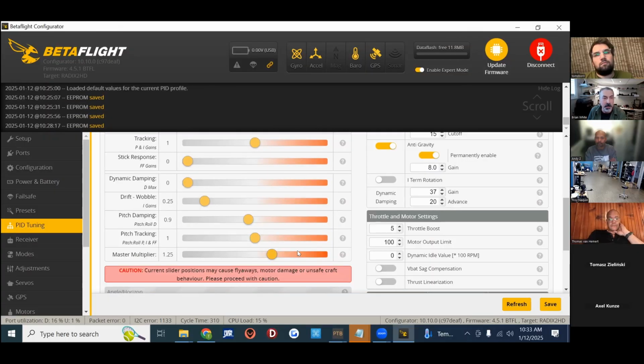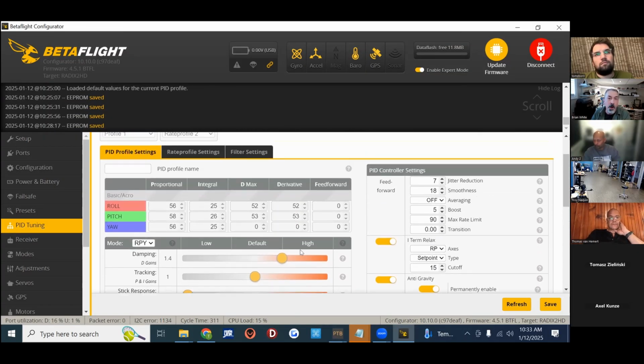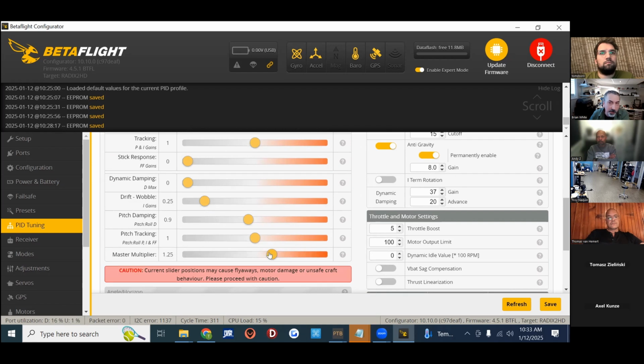I think about it a little differently, where I would say, if you know that you're going to be low in the tuning window, in other words, the drone has a relatively low power to weight, maybe you've got a big camera on it, you know it's going to be sloggy, and you're going to need the overall PIDs to be pretty high, then what I would do is instead start that master at a different point.